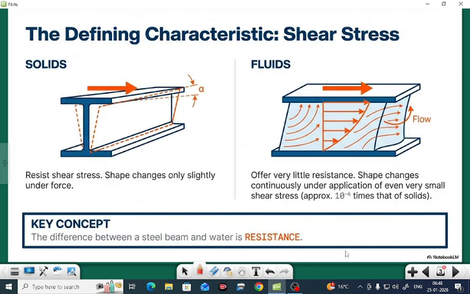The defining characteristic: shear stress. Solids resist shear stress; their shape changes only slightly under force. Fluids offer very little resistance. Their shape changes continuously under the application of even a very small shear stress, approximately 10 to the minus 6 times that of solids. Key concept: the difference between a steel beam and water is resistance.